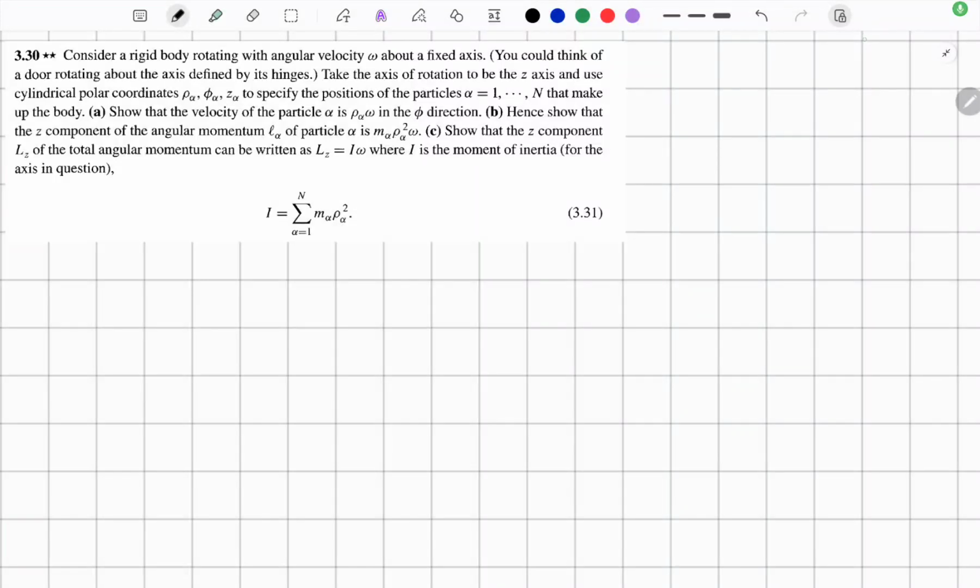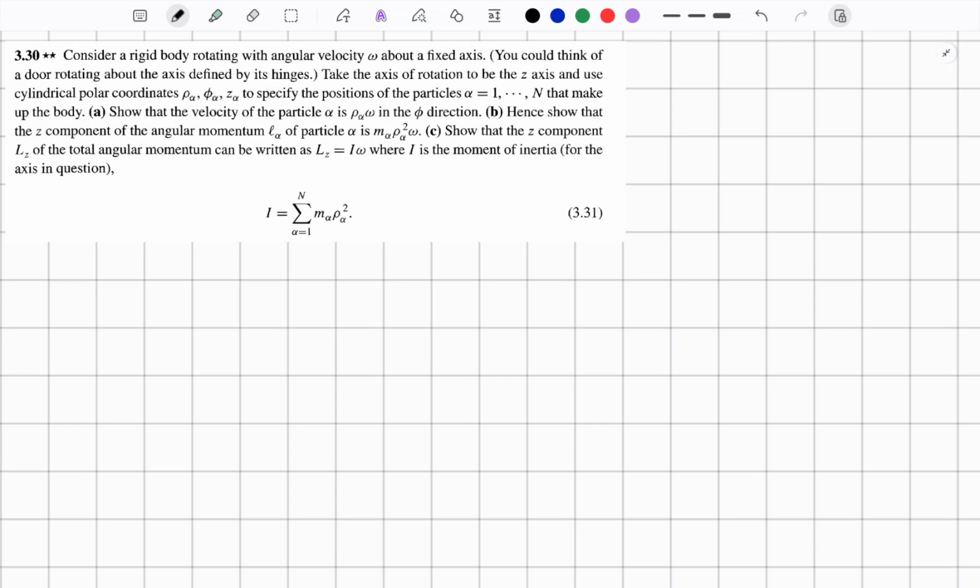Going through problem 3.30 of Taylor's Classical Mechanics. This is a chapter 3 problem on angular momentum. The problem says to consider a rigid body rotating with angular velocity omega about a fixed axis, to take the axis of rotation to be the z-axis, and using cylindrical polar coordinates to specify the position of the particles from alpha equals 1 all the way up to n that make up the body.